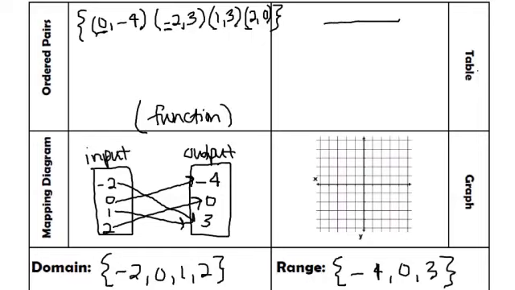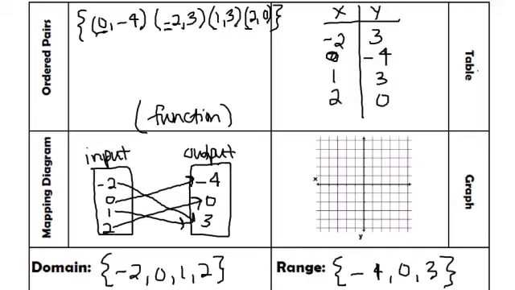The next is a table. So we're going to list our x and y values in a table. So again, our x values are -2, 0, 1, and 2. The y value that goes with -2, again, is 3. The y value that goes with 0 is -4. The y value that goes with 1 is 3. And the y value that goes with 2 is 0.